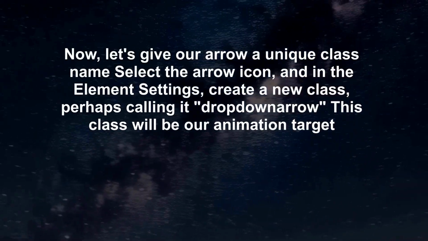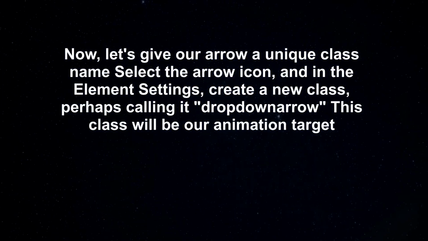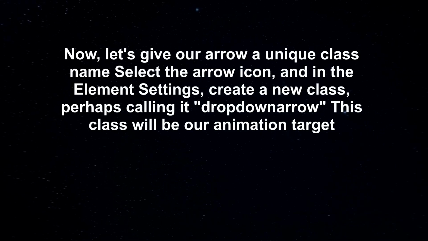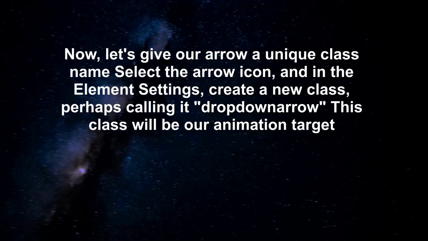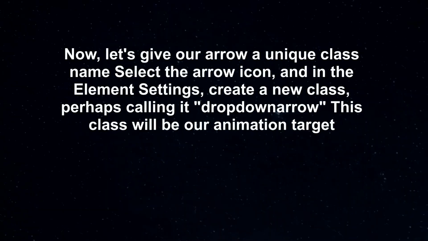Now let's give our arrow a unique class name. Select the arrow icon, and in the element settings, create a new class, perhaps calling it Dropdown Arrow. This class will be our animation target.